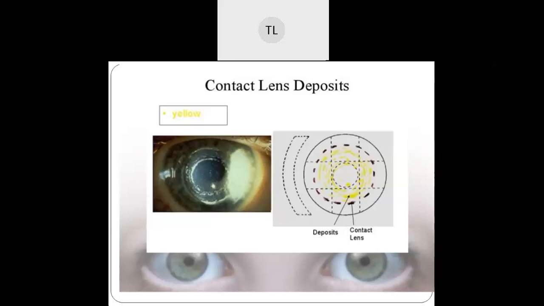Okay. So if you remove the contact lens and you see any kind of deposit over the surface of the contact lens, then you have to draw it like this. Okay. So in the cornea this will be normal, but in the lens you will see some kind of deposit. Okay. But when the patient is wearing that contact lens, you will see some kind of floaters over the anterior surface of the cornea. Okay.